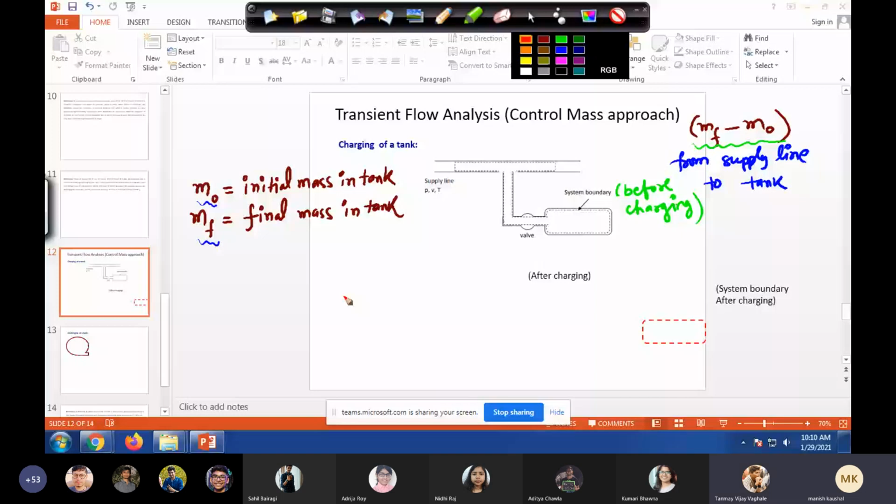Sir, M naught is in the system boundary. Yeah, so M naught is in the tank, let's say this one. And MF minus M naught is in the pipe, the remaining. Exactly. Not just here, but throughout this.